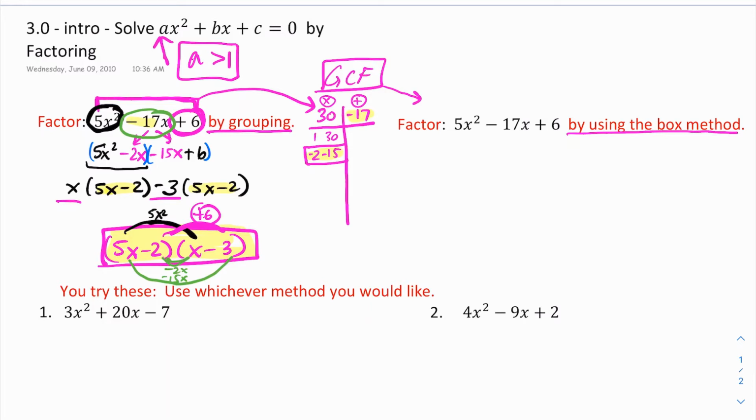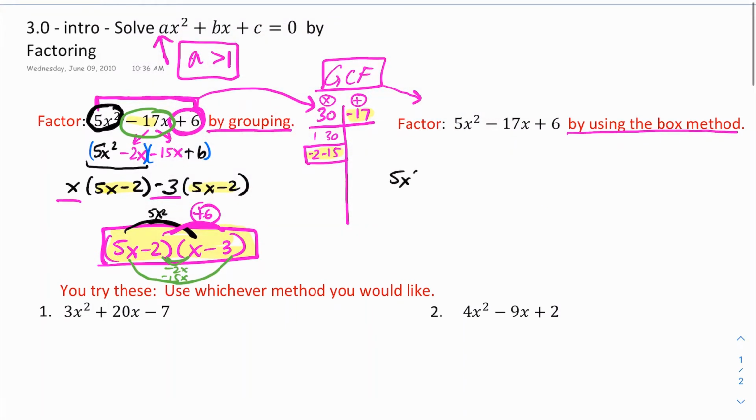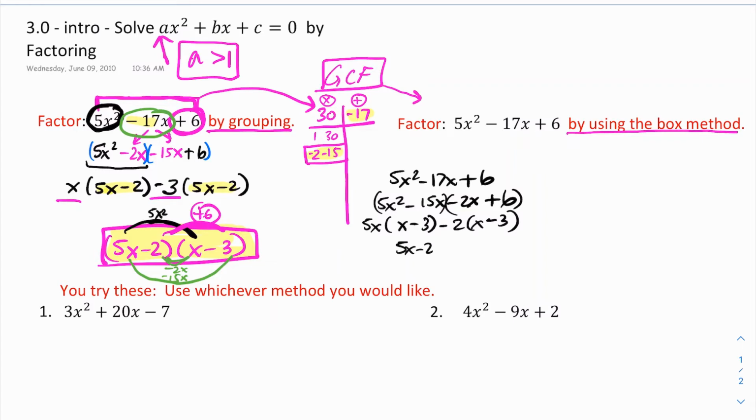All right, and I know that looks like a lot of work, maybe because you're not used to it, but once you get used to it, it'll look like this: 5x squared minus 17x plus 6. I can even put the minus 15x first if I want. And then I would group, and I would say, okay, these have a 5x in common. These have a minus 2 in common, and then you get 5x minus 2 times x minus 3.